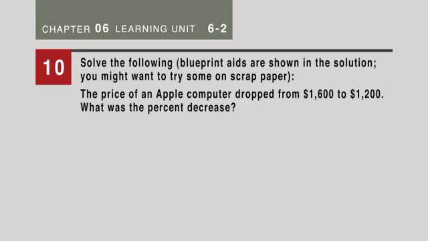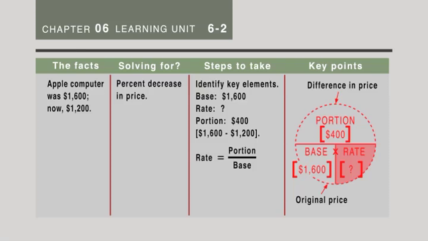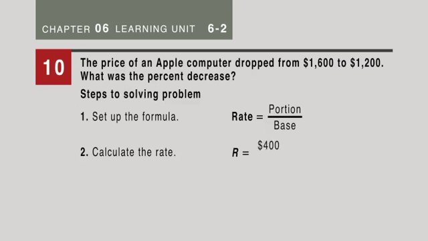Number 10, the price of an Apple computer dropped from $1,600 to $1,200. What was the percent of decrease? So again, we're going to be looking for what that rate is. So we take the portion, divide by the base. Our portion is $400 because that's the difference between the $1,600 and the $1,200. So we have a decrease of $400. Divide that by the original number, the base of $1,600, and we get a 25% decrease.